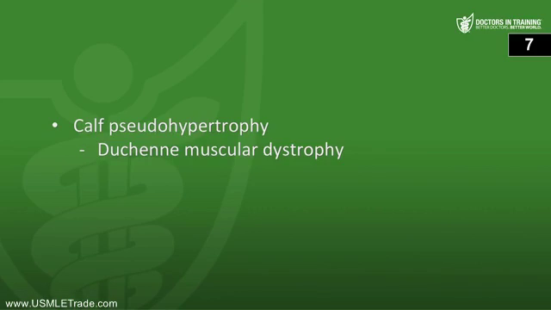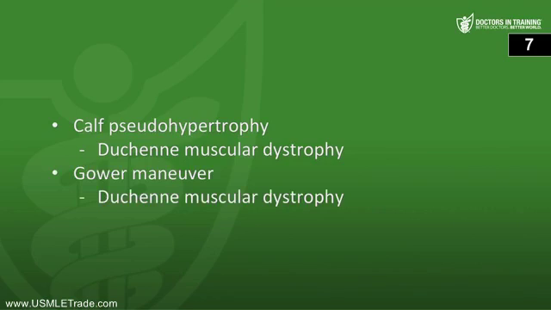So know these buzzwords. Calf pseudohypertrophy is seen in Duchenne muscular dystrophy. Gowers maneuver is also seen in Duchenne muscular dystrophy. That's where the patient has this proximal leg muscle weakness. So to get up off the floor, these kids have to use their hands and kind of push themselves up off the floor. They walk their hands up their legs until they're upright.